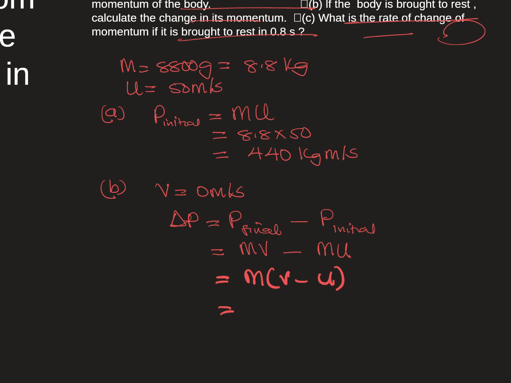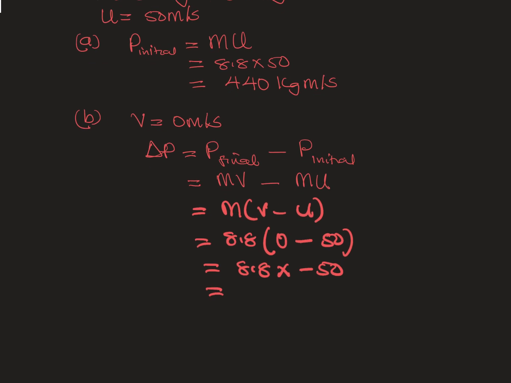So that is going to be, the mass is 8.8 into the final velocity, which is 0, minus the initial velocity, which is 50. So that is going to be 8.8 multiplied by 0 minus 50, which is minus 50. So we're going to have 8.8 times minus 50. That will be minus 440 kilograms meters per second.